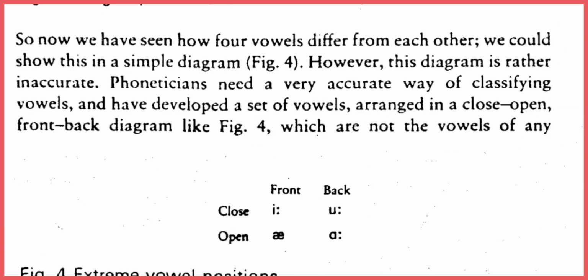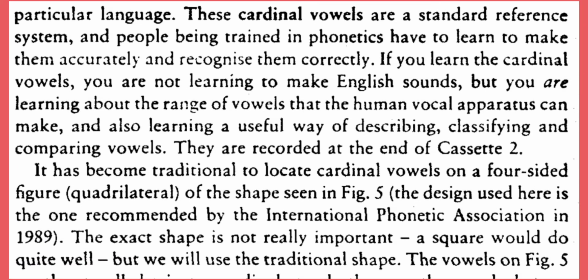So now we have seen how four vowels differ from each other. We could show this in a simple diagram, figure 4. However, this diagram is rather inaccurate. Phoneticians need a very accurate way of classifying vowels and have developed a set of vowels arranged in a close open front back diagram like figure 4, which are not the vowels of any particular language. These cardinal vowels are a standard reference system, and people being trained in phonetics have to learn to make them accurately and recognize them correctly.